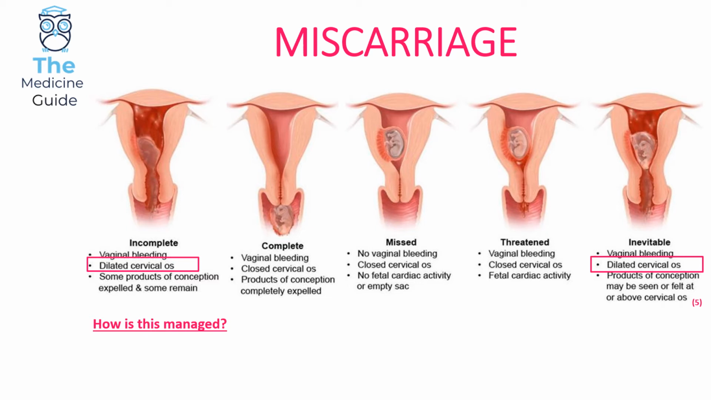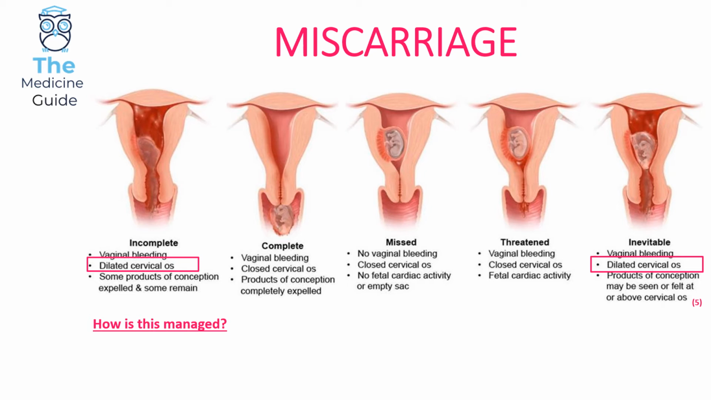So I think the key concept to take away is that if the cervical os is open and dilated, then you have to consider either an inevitable miscarriage or an incomplete miscarriage. Those are your only 2 differentials for an open cervical os. If your cervical os is closed, then you're left with 3 possible differentials: a complete miscarriage, a missed miscarriage, or a threatened miscarriage.